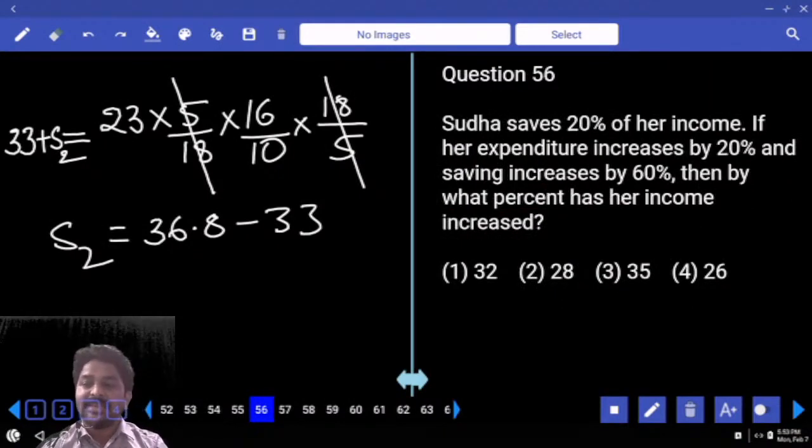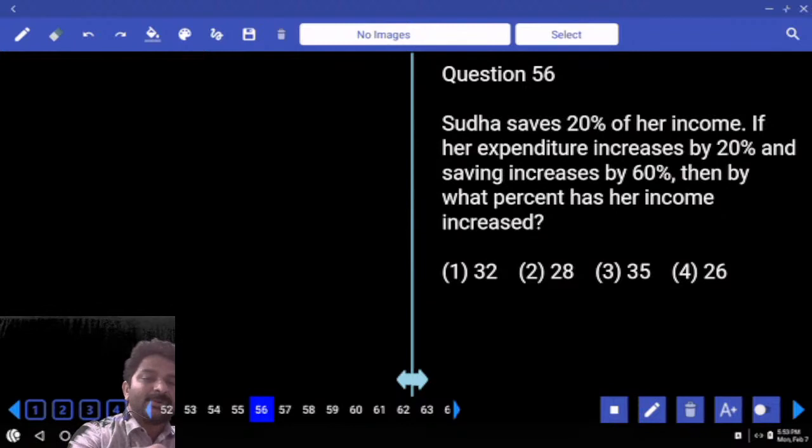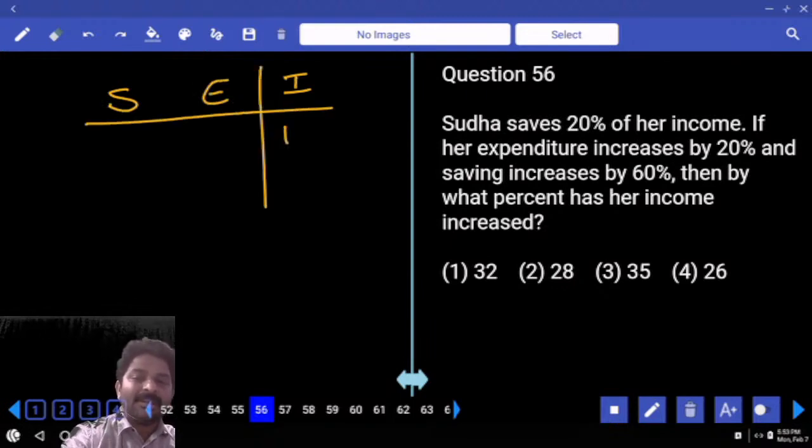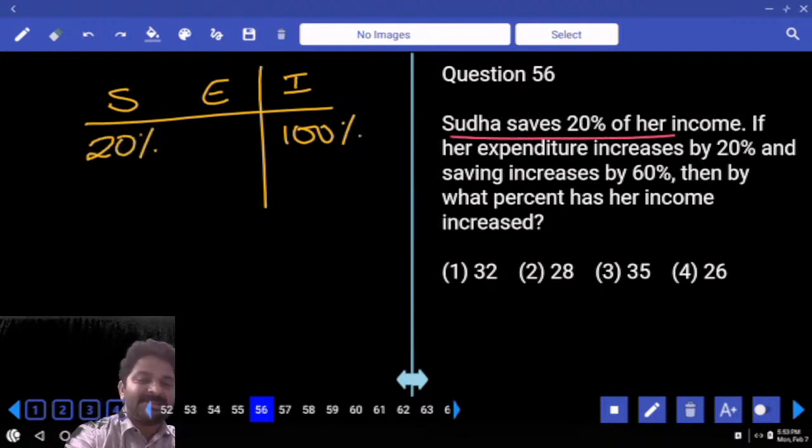Next, Sudha saves 20% of her income. If her expenditure increases by 20% and savings increases by 60%, then by what percent has her income increased? Okay, so income is equal to savings plus expenditure, right? Initially income is 100%. When Sudha saves 20%, then expenditure must be 80, right?